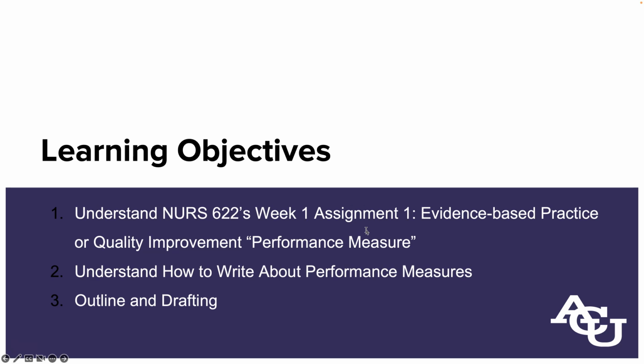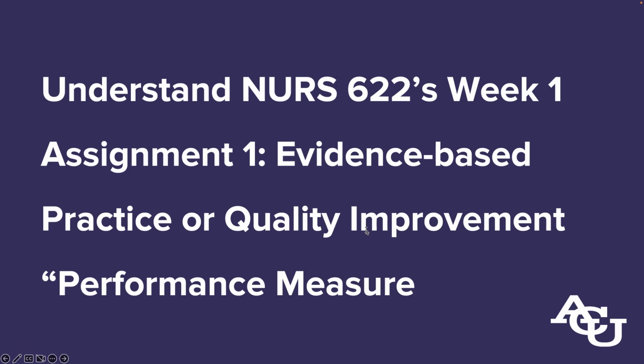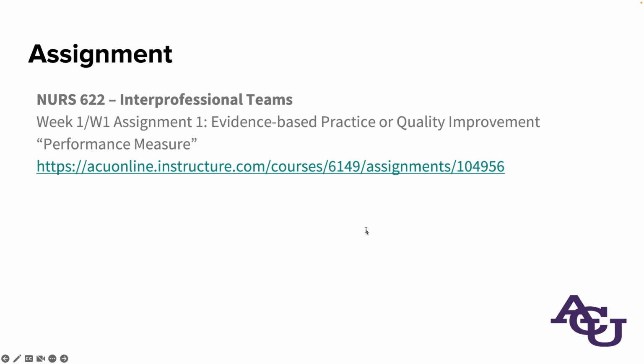All right, so we'll be exploring this assignment from Nursing 622. Then we'll be talking about how to write about performance measures in APA style, and we'll finish with the discussion of outline and drafting. So let's take a look at this assignment now. So again, this is coming from Nursing 622, which is the Interprofessional Teams course.